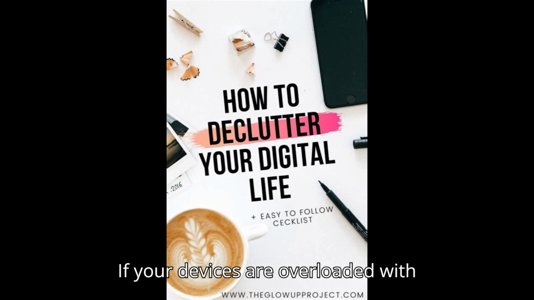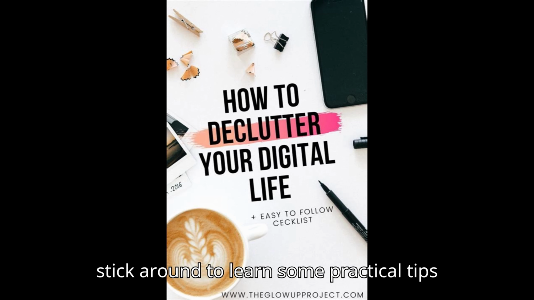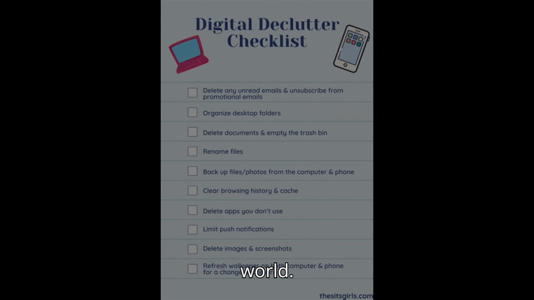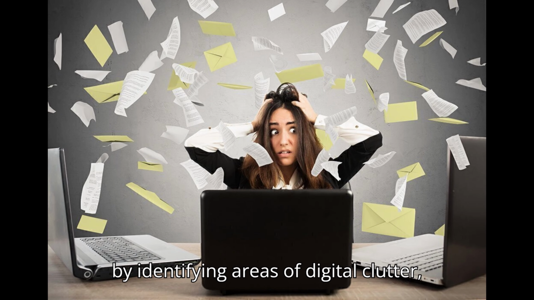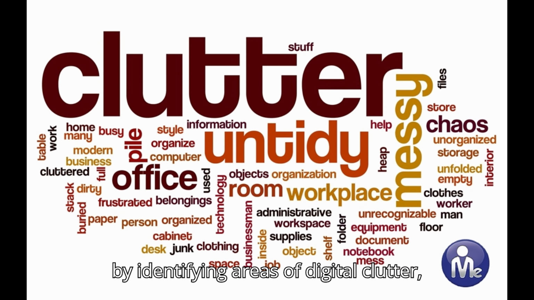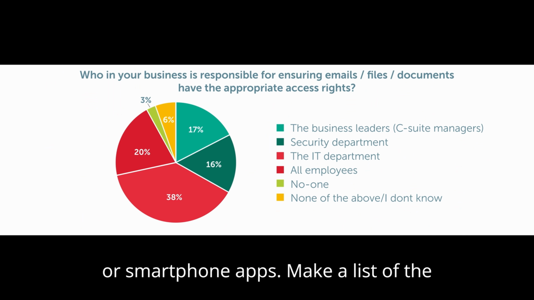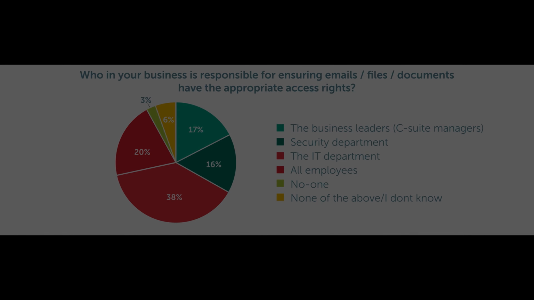In today's tutorial, I'll show you how to declutter and organize your digital life. If your devices are overloaded with files, apps, and notifications, stick around to learn some practical tips to simplify and streamline your digital world. Assessing your digital clutter. Begin by identifying areas of digital clutter, whether it's your desktop, email inbox, or smartphone apps. Make a list of the most cluttered areas to tackle first.